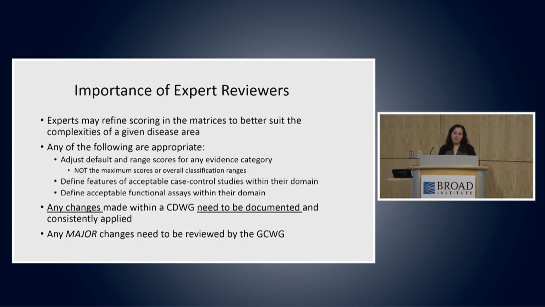Things like that. The only thing that experts really can't change are the maximum amount of points that you can give for a specific type of variant, or the maximum amount of points for genetic and experimental evidence. And you should really, once you specify this for a particular disease area, consistently apply it across all of the genes in that disease area. For example, that's what we did in hearing loss. We specified it in the beginning and then applied it across all 164 genes we did.